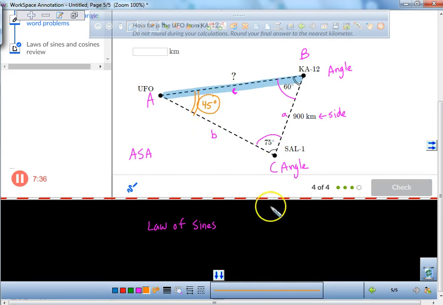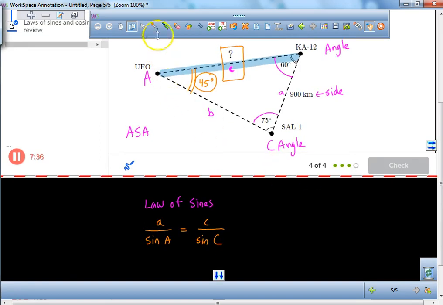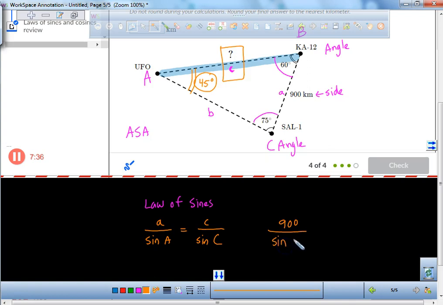We need that, because I want you guys to write this down. Put a over the sine of capital A equals c over the sine of capital C. Why are we using that? Because we're looking for lowercase c. All right, so what is lowercase a, everybody? What's the distance of lowercase a? 900, so put 900. Then I have to use the sine of A.